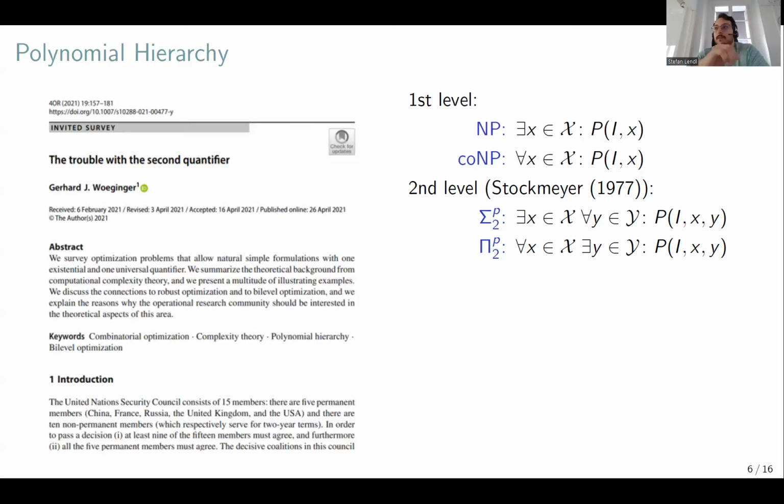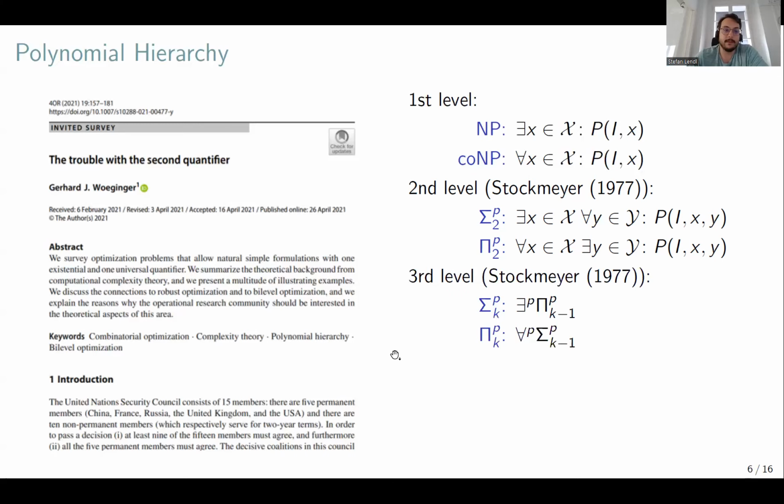And the closeness to robust optimization becomes clear from that, because we have this min max, or in multi-stage settings, min max min problems. You can write them in terms of multiple quantifiers. So this polynomial hierarchy is very interesting to robust optimization. And you, of course, can generalize and add even more quantifiers, and these then give the higher levels of the hierarchy.